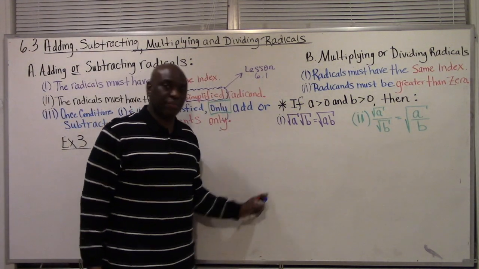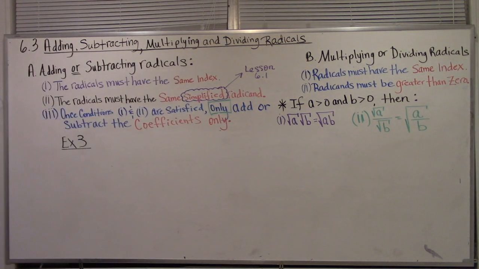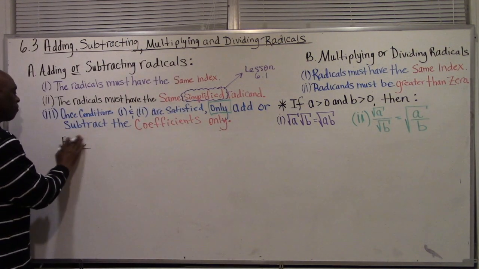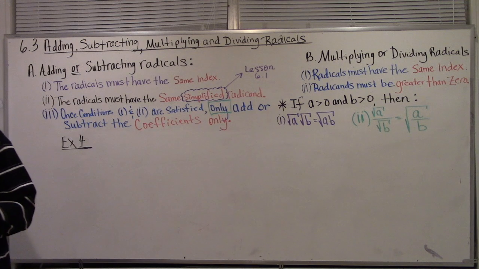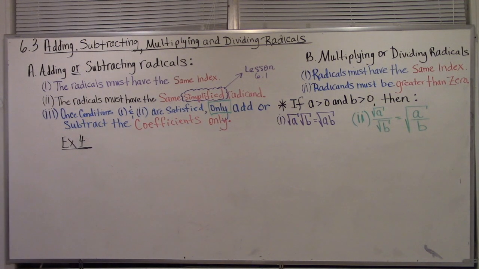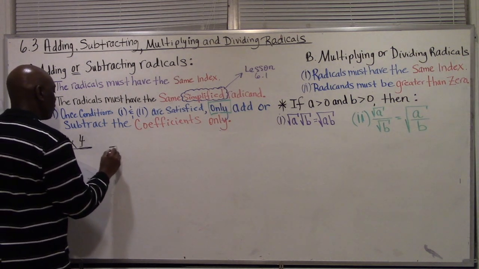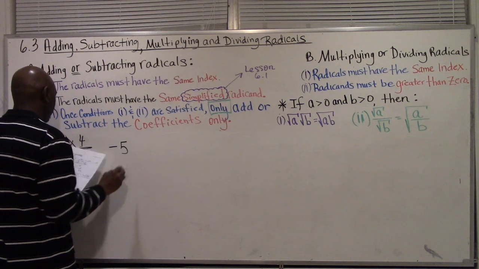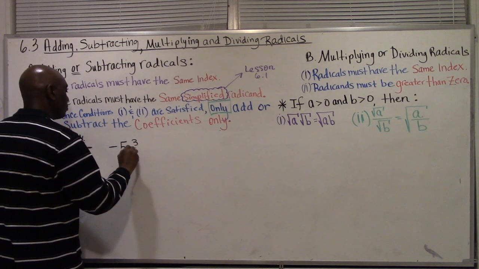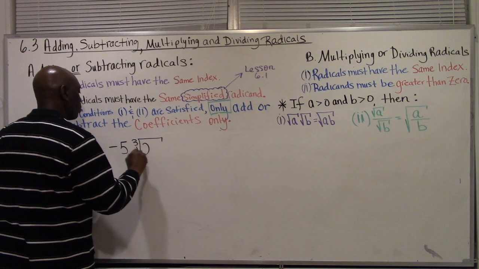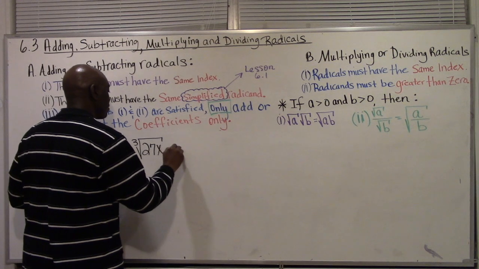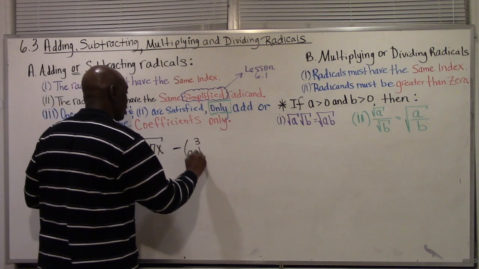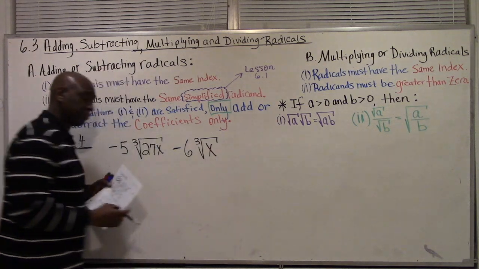We're going to be coming back to a lot of this, by the way. Example 4. Let me write a 4 right here. Example 4. We have negative 5, the cube root of 27x, minus 6, the cube root of x.